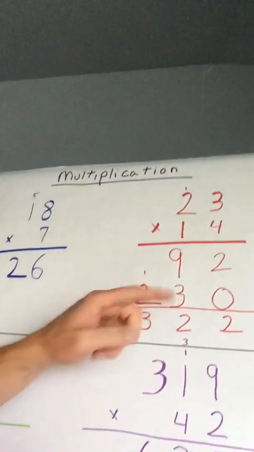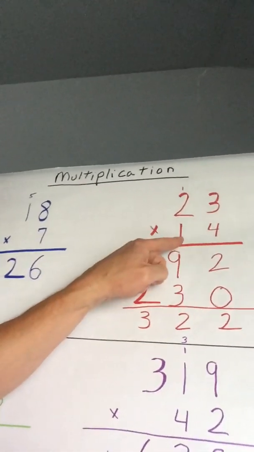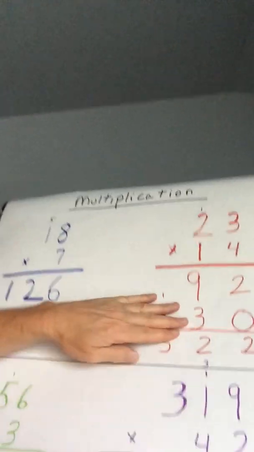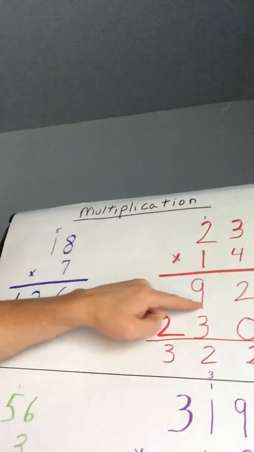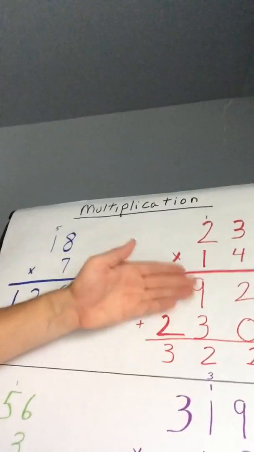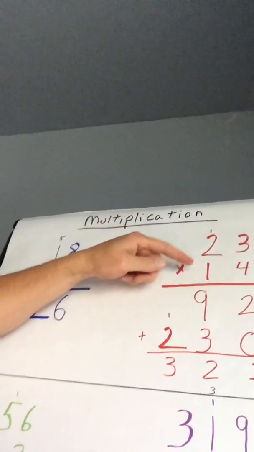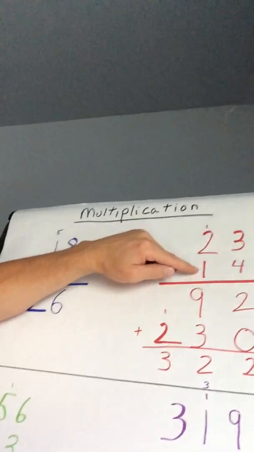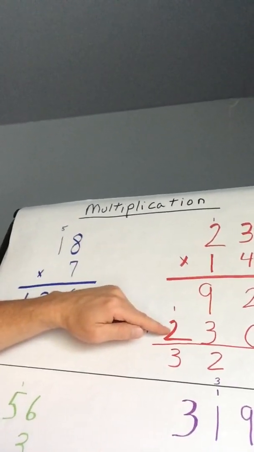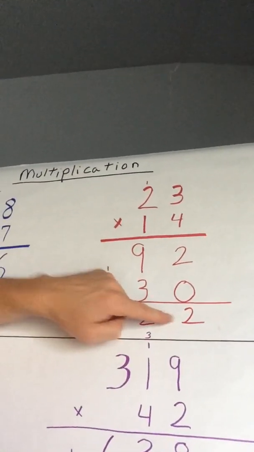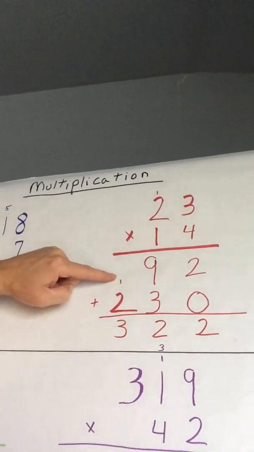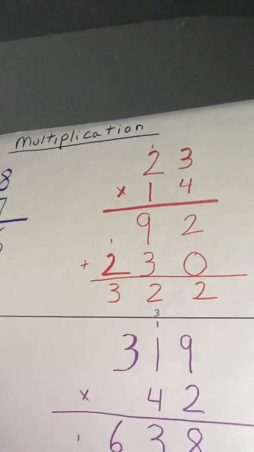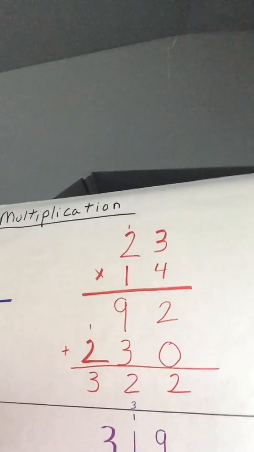1 times 3 equals 3. But remember, this is really a 10. So 10 times 3 is 30. See my 30 there? So 1 times 3 is 30, or 3 in this case. There's no regrouping, sorry. We're going to do 1 times 2 equals 2. And now we add. 2 plus 0 is 2. 9 plus 3 is 12. Regroup the 1. 1 plus 2 equals 3. Our final answer would be 320.